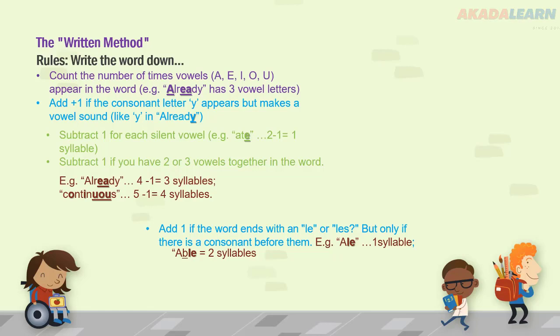In the other example on your screen, the word continuous, you see we have about 5 vowel letters. 5 vowel letters in the word continuous. However, we are minusing 1 because the letters U, O, and U are close together in the word. So we minus 1 and we are left with the number 4. That means the word continuous has what? 4 syllables.